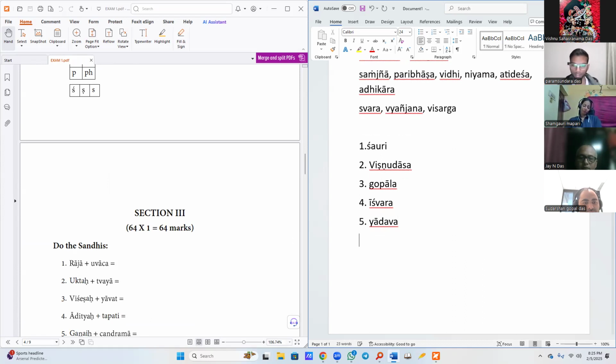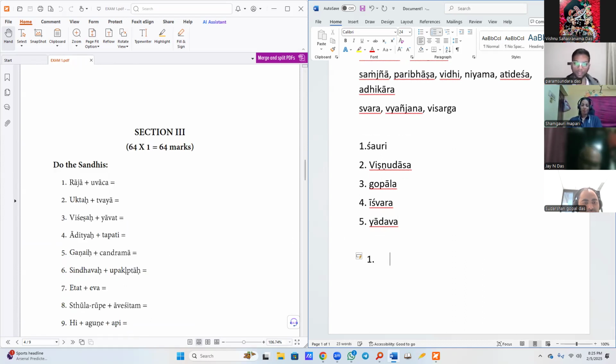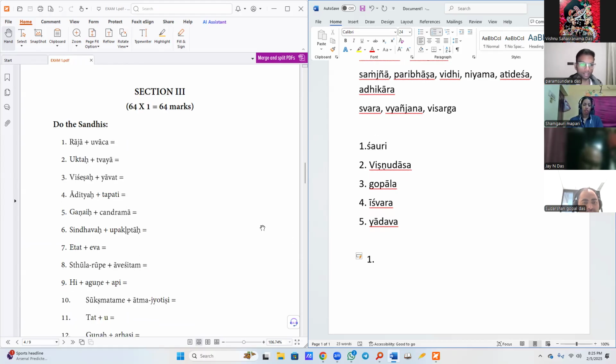Then comes section 3, the sandhis. Do the sandhis. The first one, Raja Uvacha becomes Rajovacha. There are quite a few sandhis, so I'll keep on writing, and you mark yourself accordingly. Uktah Tvaya becomes Uktastvaya.